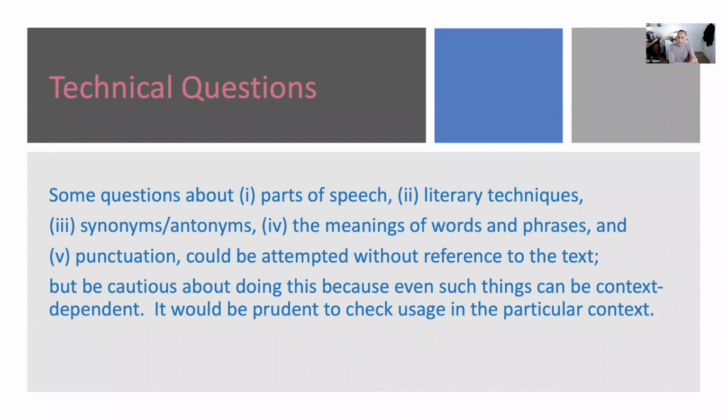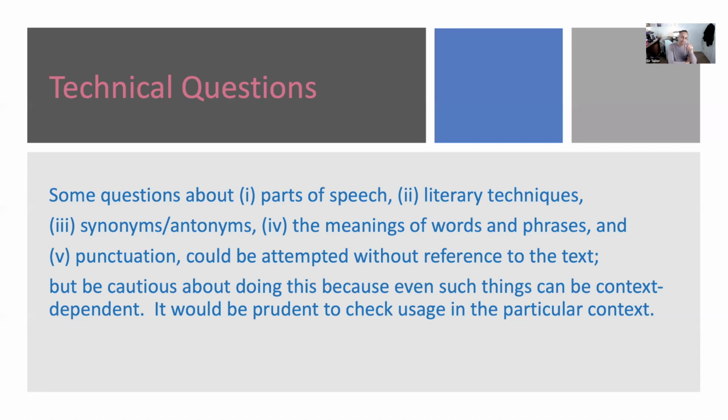But be cautious about doing this because even such things, i.e. technical things, can be context dependent. Meaning that the way the word is used here might not be what you had in your head. You need to see how that phrase is being used in line 27 before you decide you know what it means. Because as you know very well, in English, many words and many phrases have multiple interpretations, multiple usages.